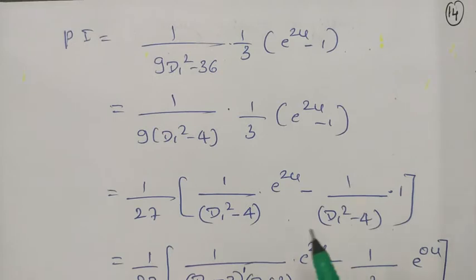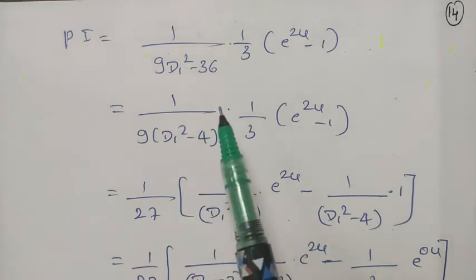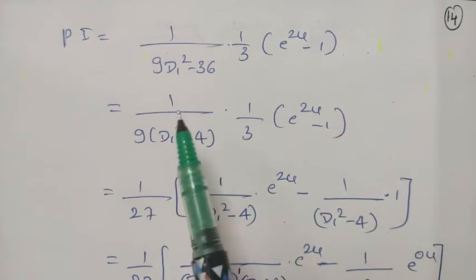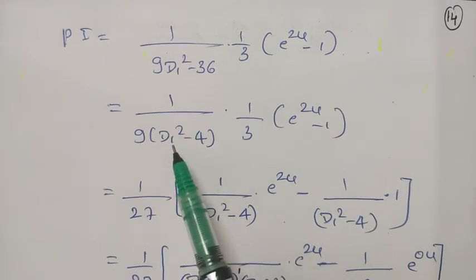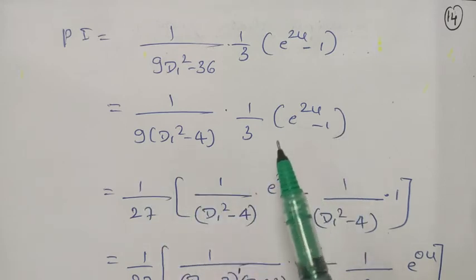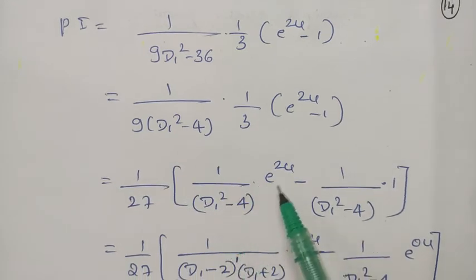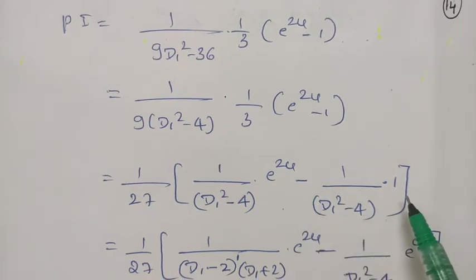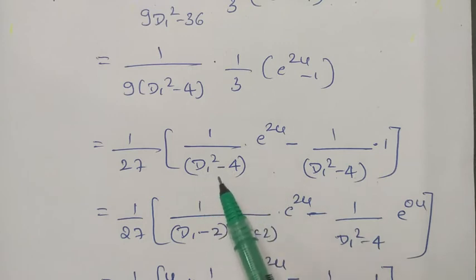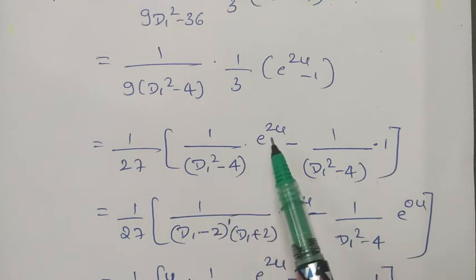Next you have to find the particular integral. It is equal to 1 by 9 D1 square minus 36 into 1/3 e raised to 2u minus 1. So here now take 9 common. So 9 into D1 square minus 4, 1/3 multiplied by 9 is 27. Separate the terms: 1 by D1 square minus 4 into e raised to 2u minus 1 by D1 square minus 4 into 1. Here, for e raised to ax divided by f of D, what do we do? We take D out and put a.